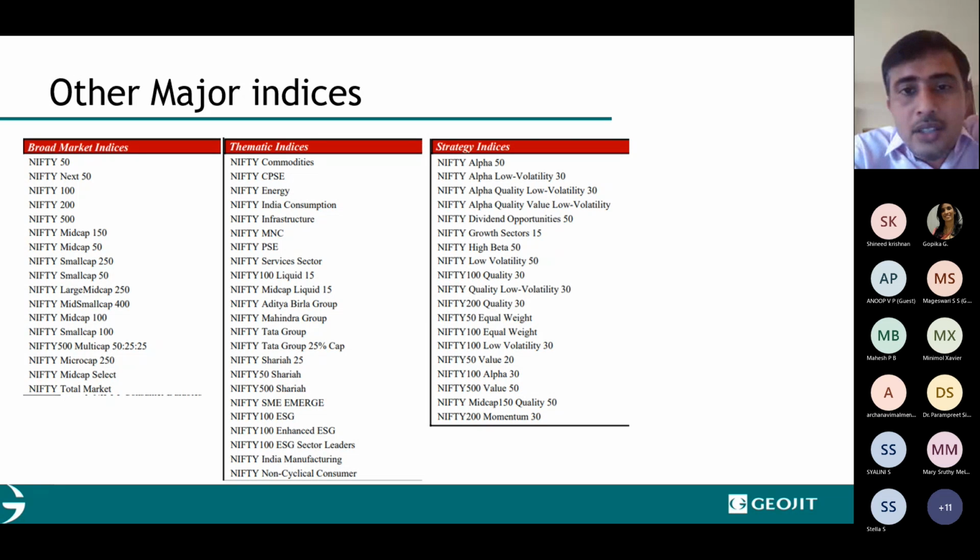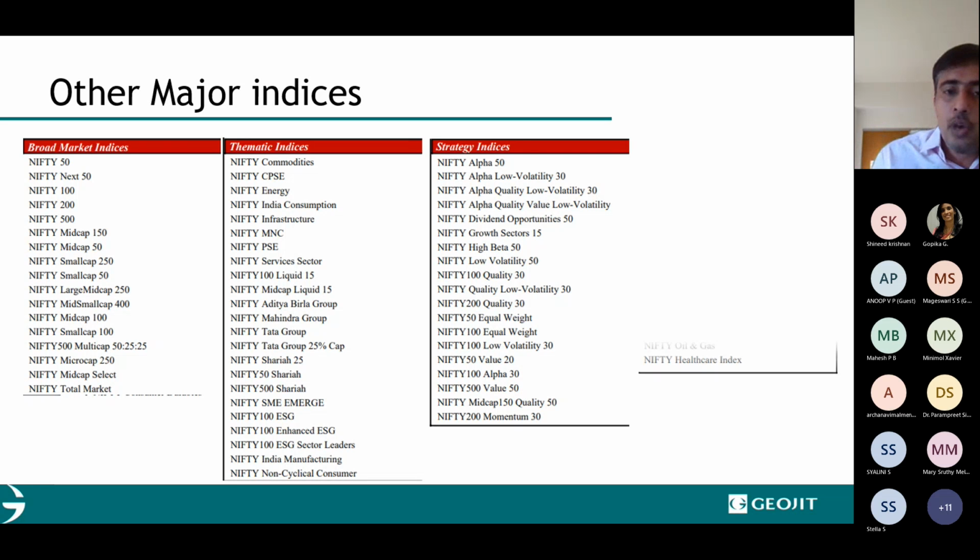Then we have the strategy indices, which work on certain strategies. It can be any kind of fundamentals. There is something called Nifty Dividend Opportunities 50. When you invest in those particular stocks, you get more dividends. Similarly, you have Low Volatility 30 shares, which means very less volatile shares are quoted in the Nifty 100. So these work based on strategies.